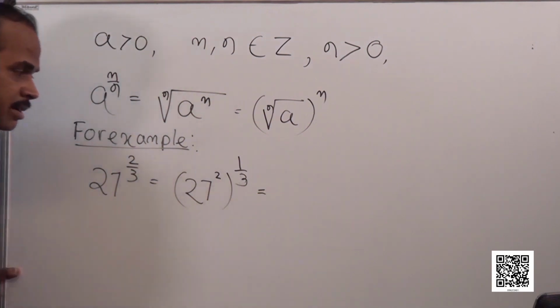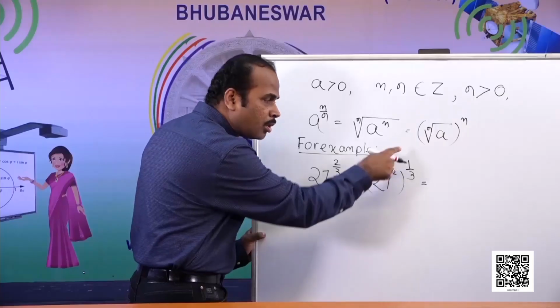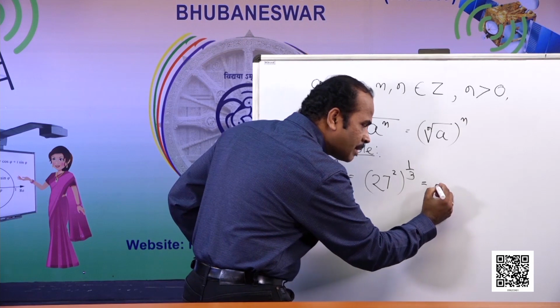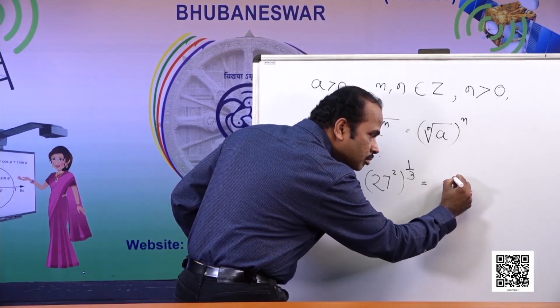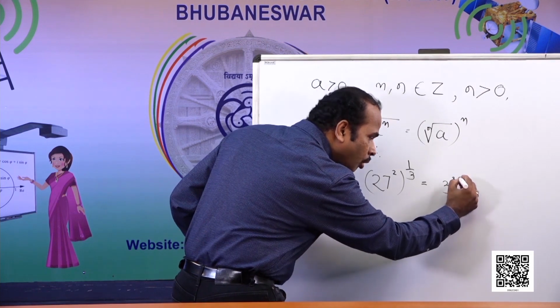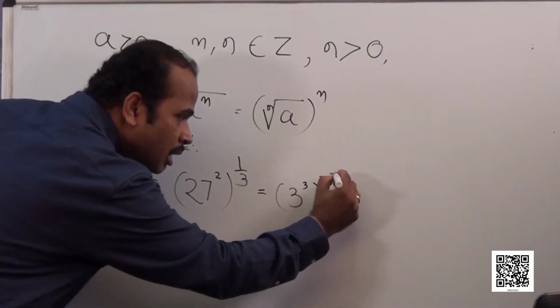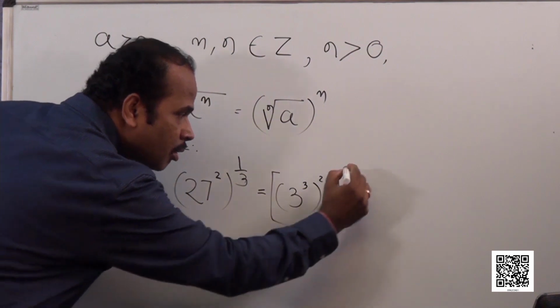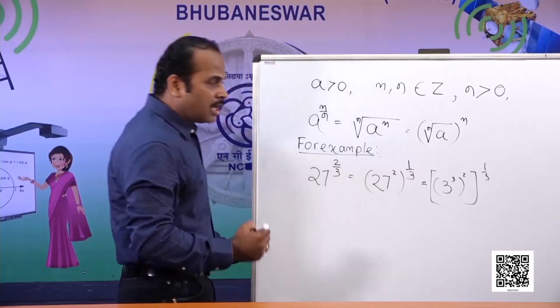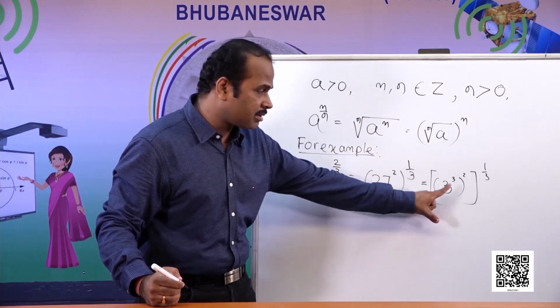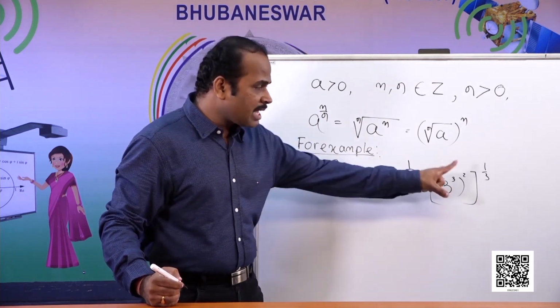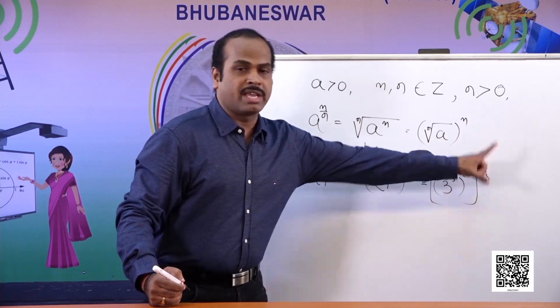Now this I can write as (27)^2 whole to the power 1 by 3. This 27 I can write as 3 to the power 3, whole to the power 2 and whole to the power 1 by 3. Now here I can find 27 is converted as 3 to the power 3, then power 2 is there already and 1 by 3 is already there.